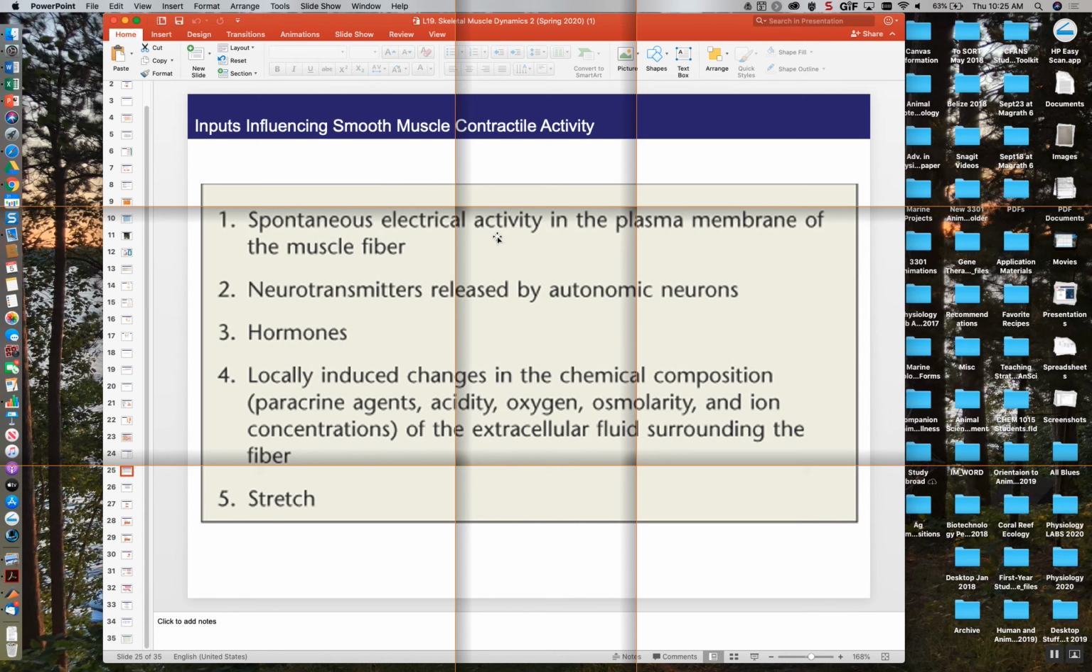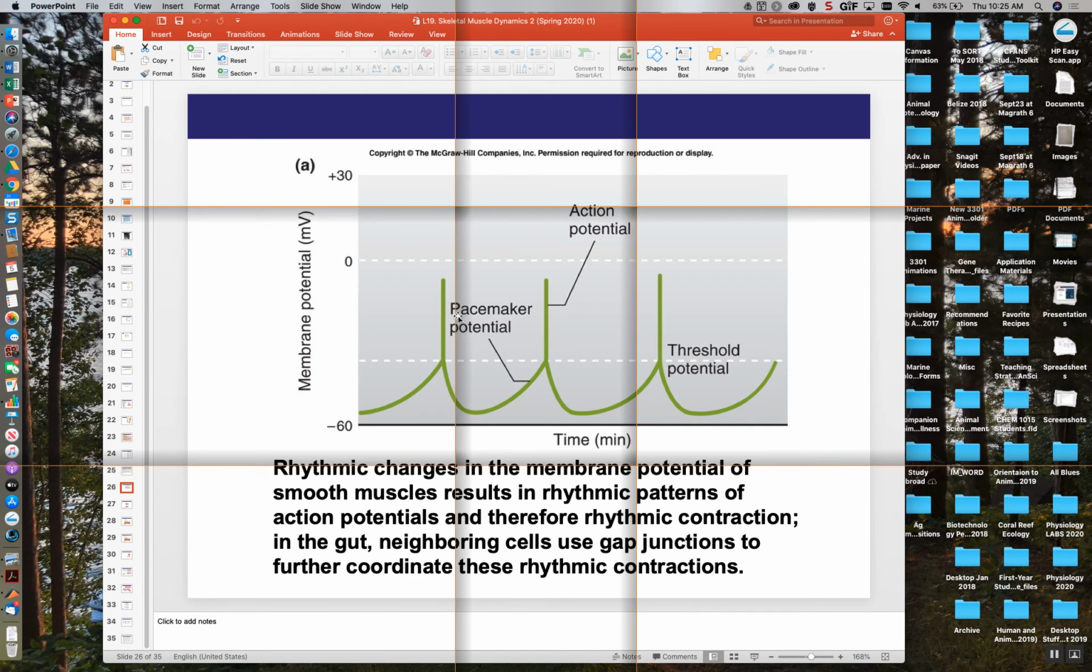It's interesting with this type of spontaneous depolarization. It looks something like this. These smooth muscle cells are expressing the same channels that pacemaker cells have in the heart. So that rhythmic myogenic depolarization occurs because of the expression of those funny channels. And we'll get to that after spring break.